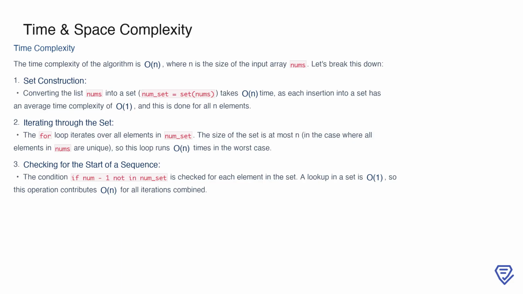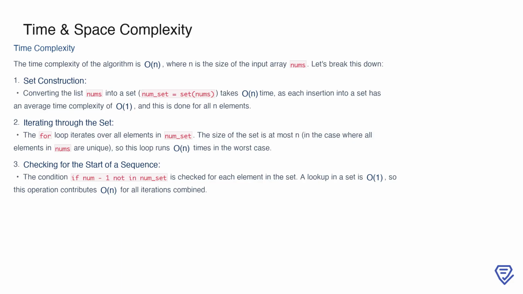The time complexity of the algorithm is O(n), where n is the size of the input array. To understand this, let's break it down into the main steps. First, converting the input list nums into a set takes O(n) time, since each insertion into the set is an O(1) operation on average, and this is repeated for all n elements.